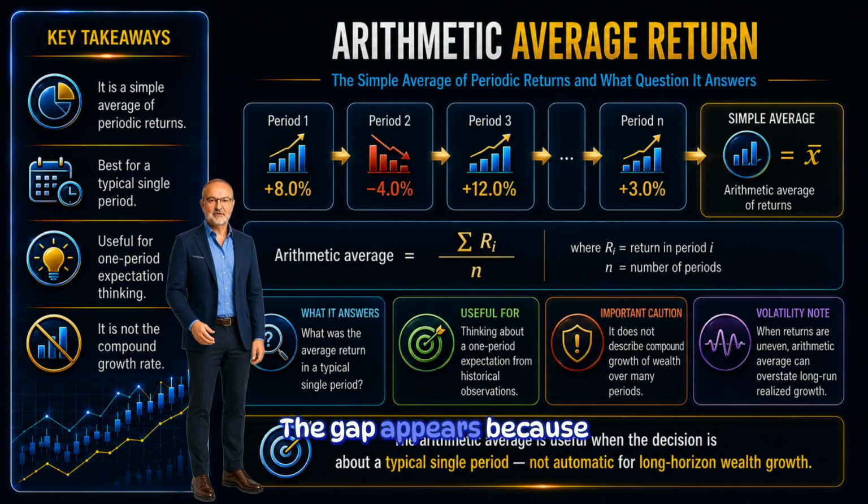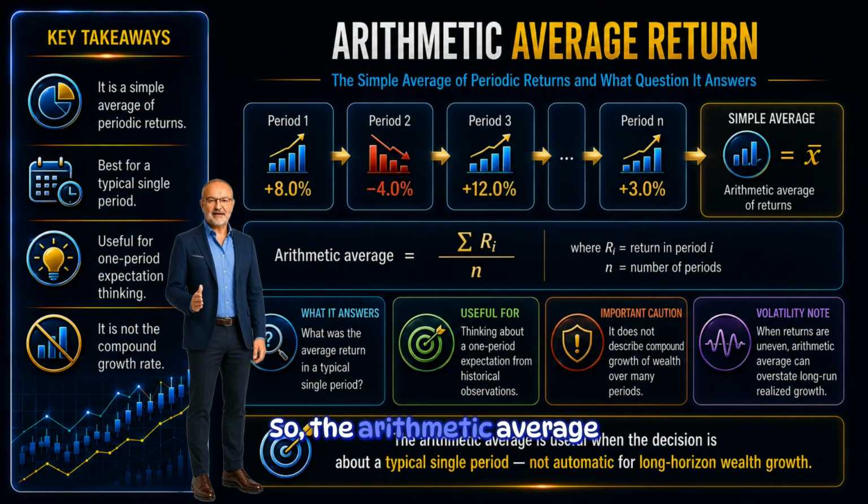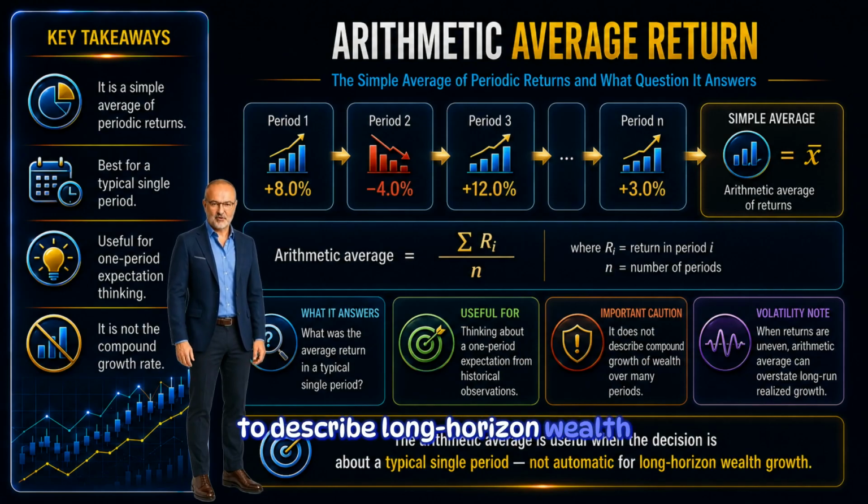The gap appears because volatility reduces compound growth, so the arithmetic average isn't wrong. It is simply answering a particular question. In finance, a measure is useful only when it matches the decision. Use the arithmetic average when the question is about the average return in a typical single period. Don't automatically use it to describe long horizon wealth growth.